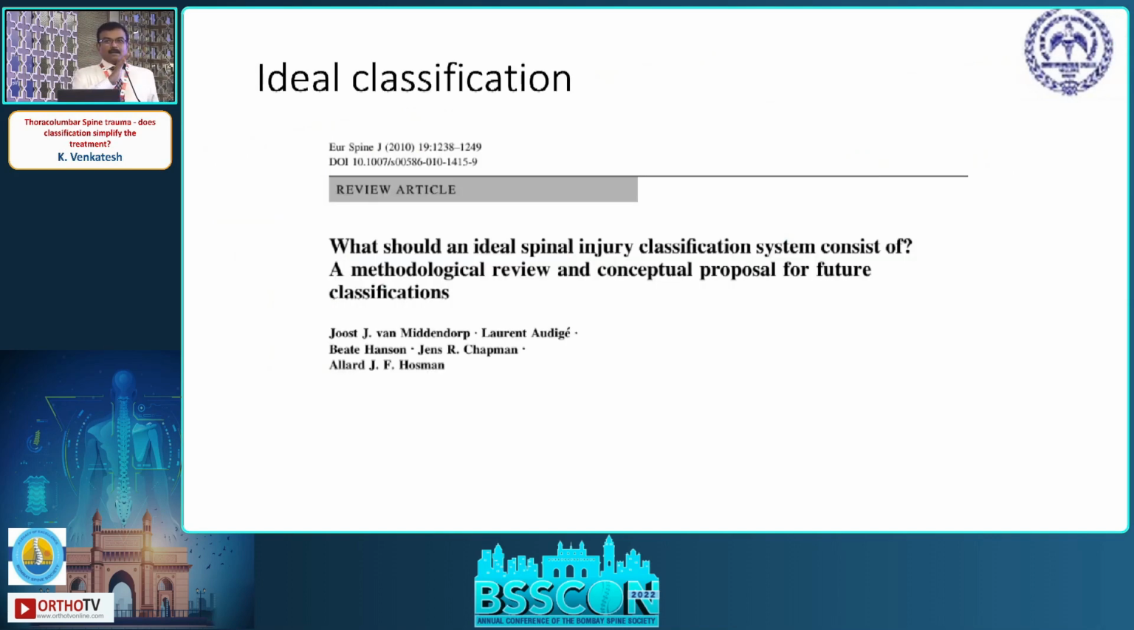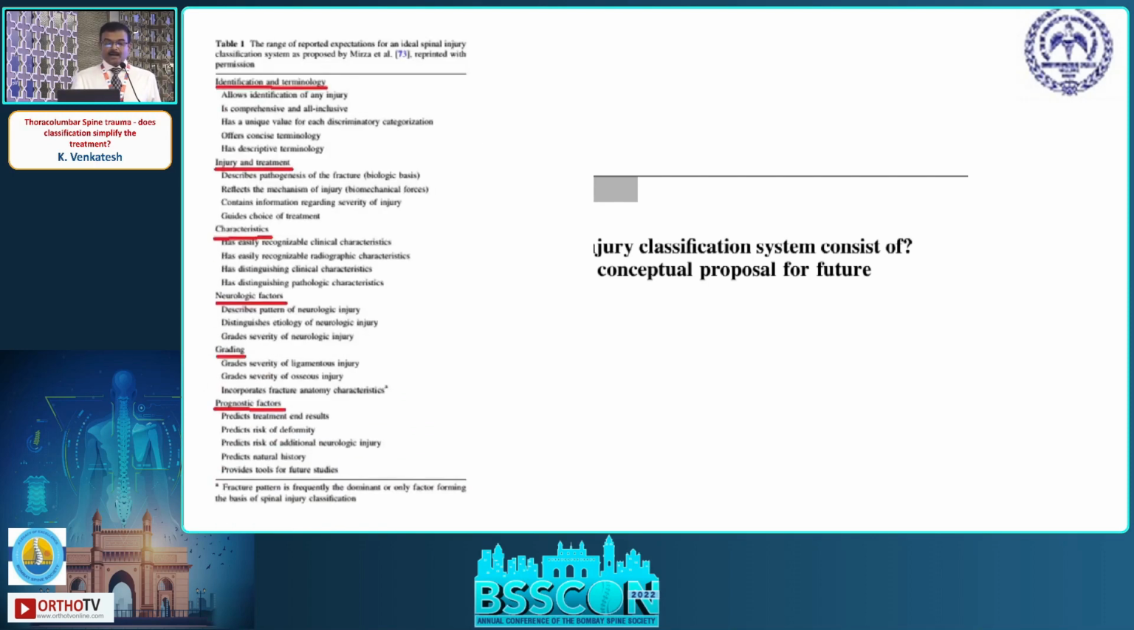But was it a panacea? That means a universal remedy, that classification? This article came in 2010, and they said there should be an ideal spinal injury classification, because they were not happy with the previous classification, and this horoscope matching classification came. It is exactly like horoscope matching. You need all these things. It is like getting an ideal spouse, which you are never going to achieve.